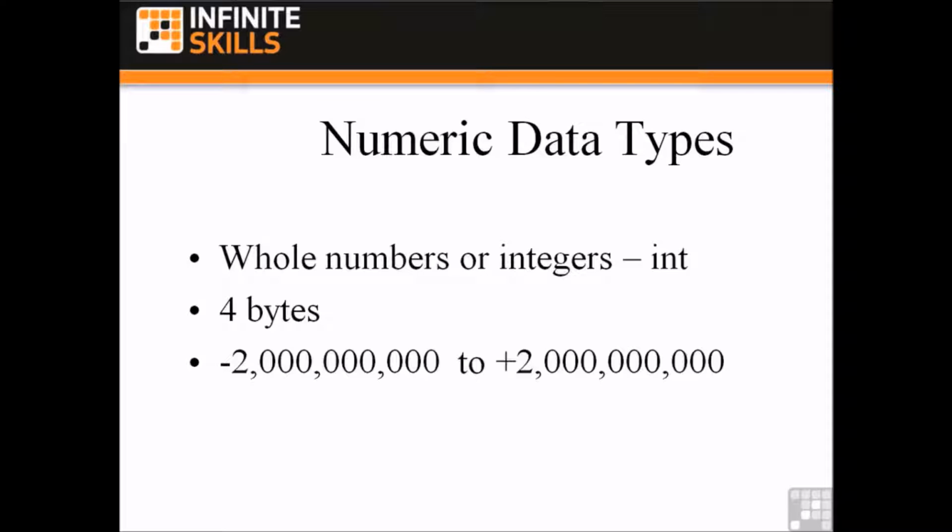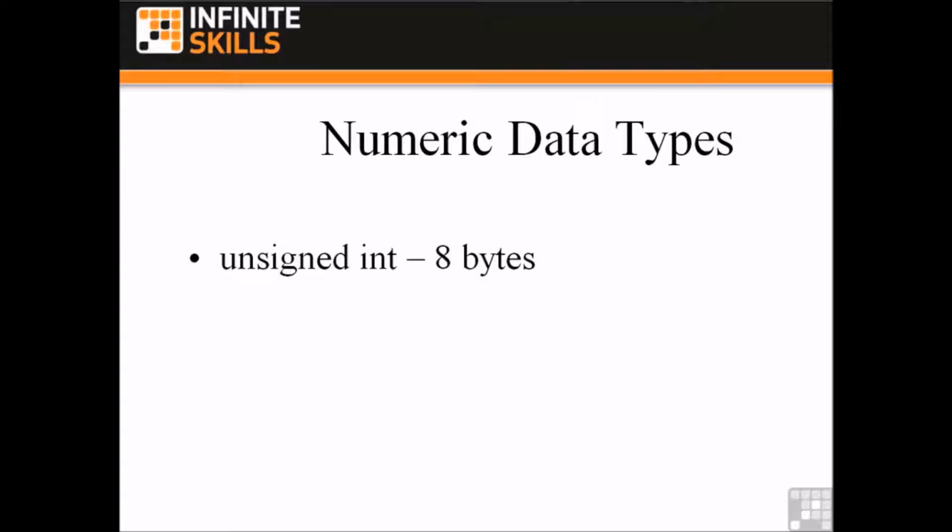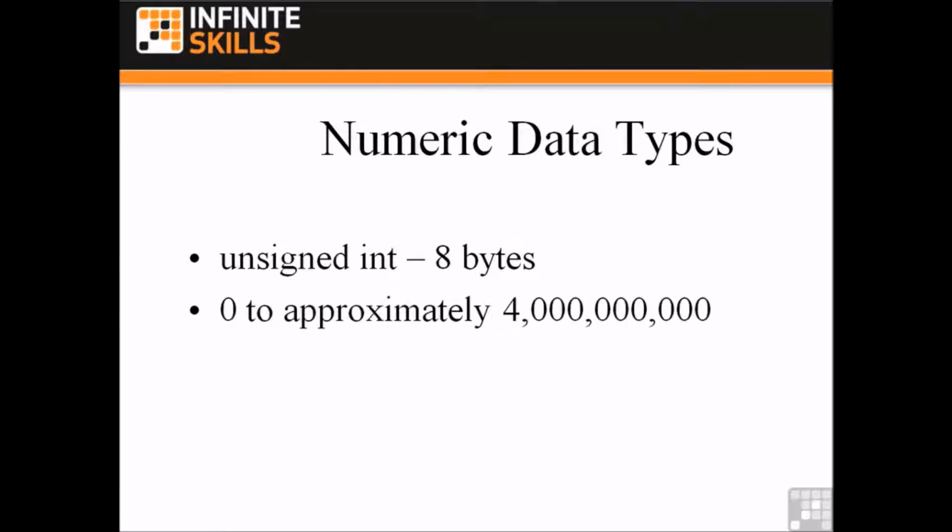If you have a number that won't fit into that range, there's yet another data type you can use called the unsigned int. It will hold up to 8 bytes. Now notice it says unsigned. That means that it can only be positive numbers. So the range of an unsigned int is from 0 to approximately 4 billion. Again, that's approximate. It's a little bit more than that.